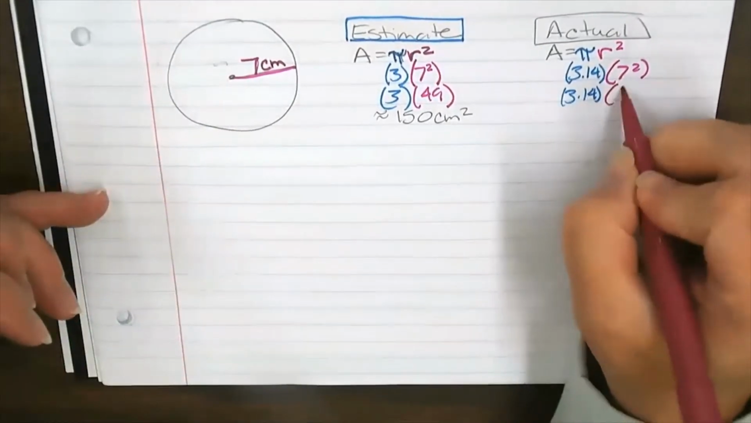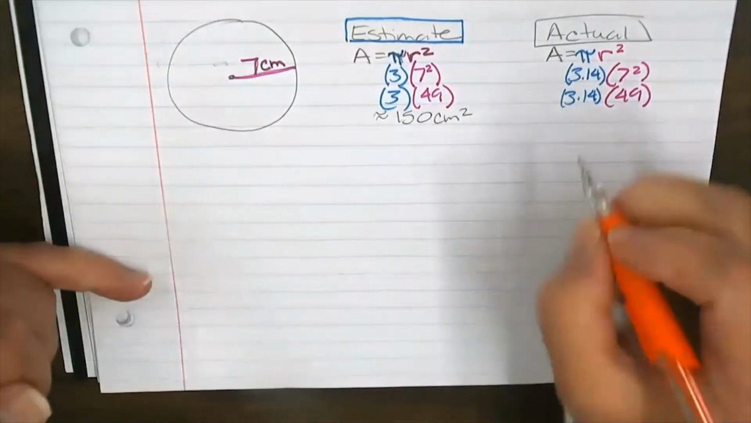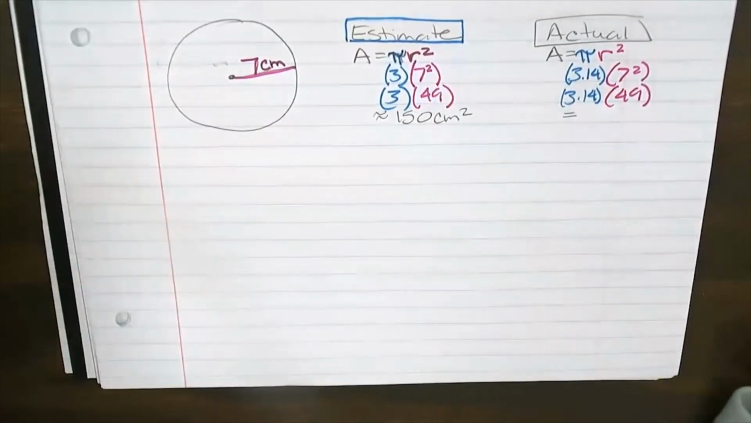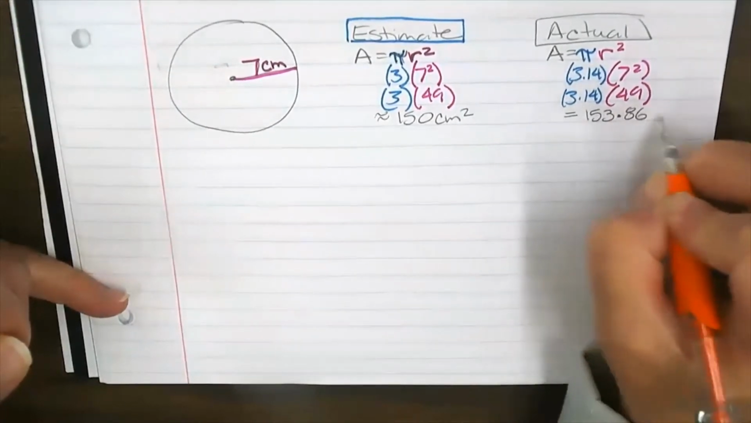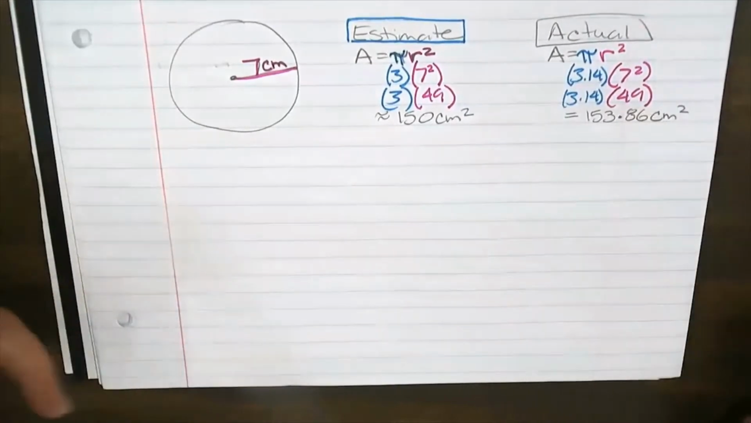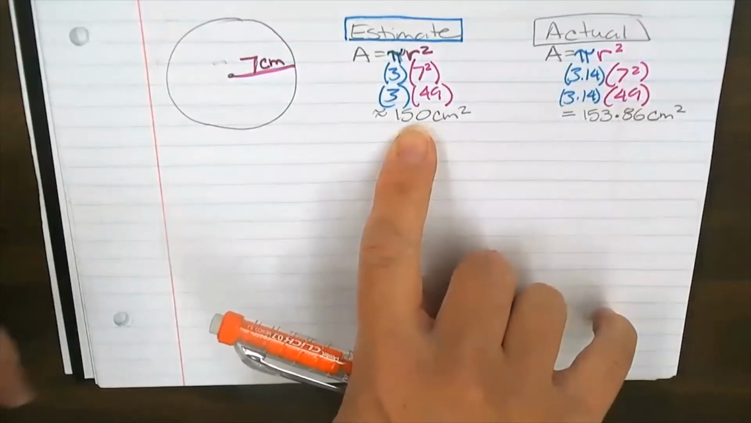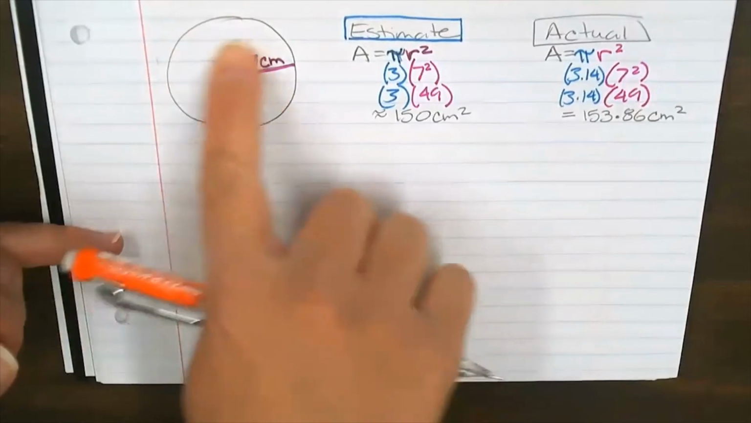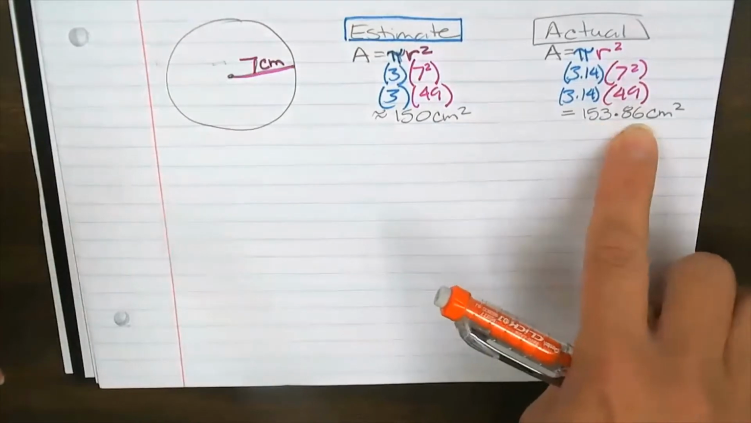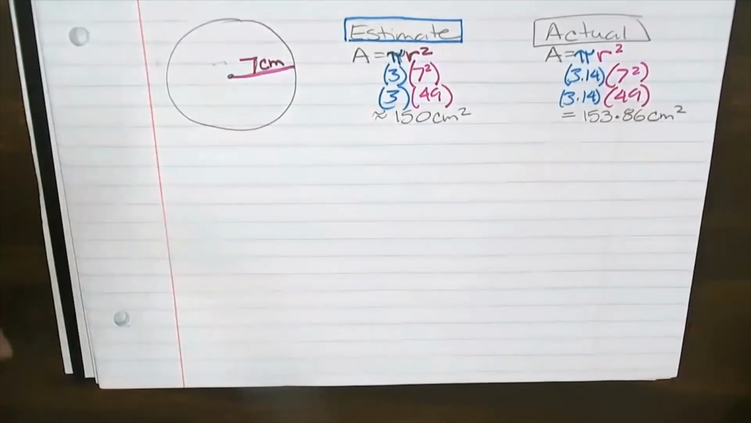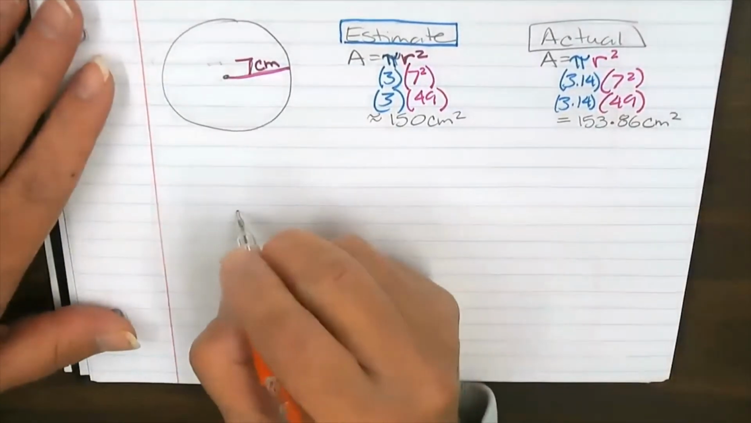So 7 times 7 is 49. And I'm going to use my handy dandy calculator. 3.14 times 49 is 153.86 centimeters squared. So our actual is pretty close to our estimate. So the area of this circle is 153.86 centimeters squared. Okay, nothing too tricky. So let's do another one.